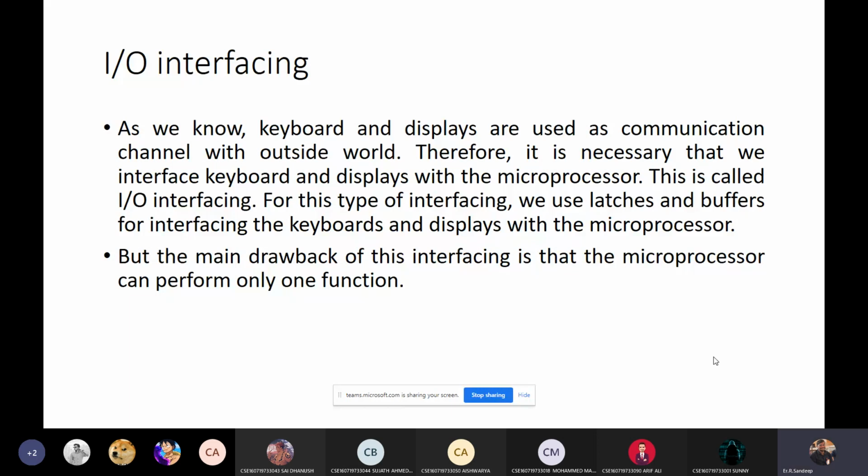For this type of interfacing, we may use different kinds of latches and buffers for interfacing the keyboards and displays with the microprocessor. But the main drawback of this interfacing concept is that the microprocessor can perform only one function at a time. Why? Because the device is one, so it will perform one function at a time, not more than that. So this concept is purely related to connecting IO devices, and we call it IO interfacing. Hope you understood.